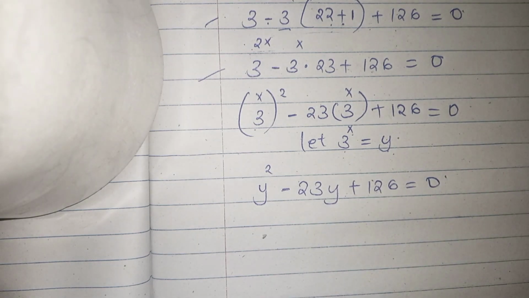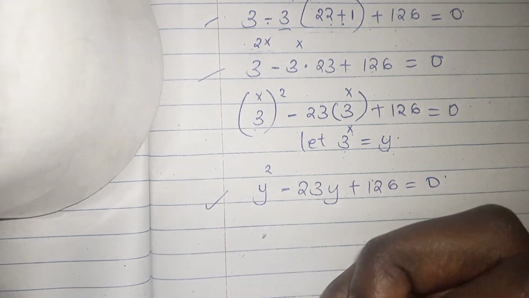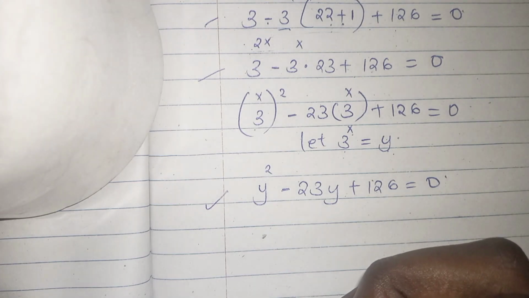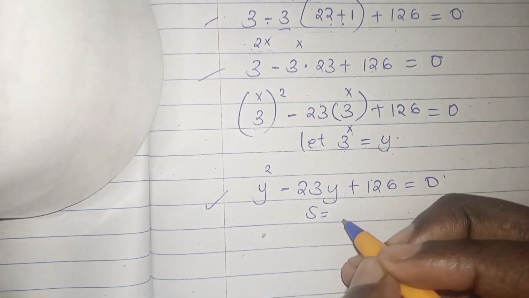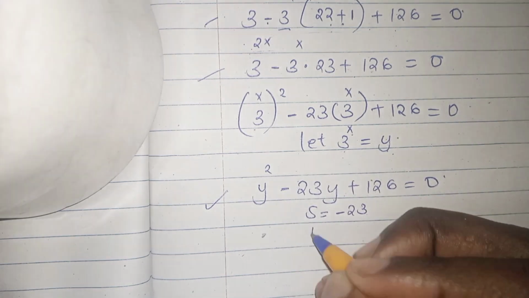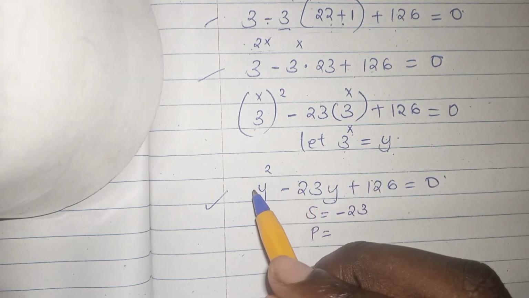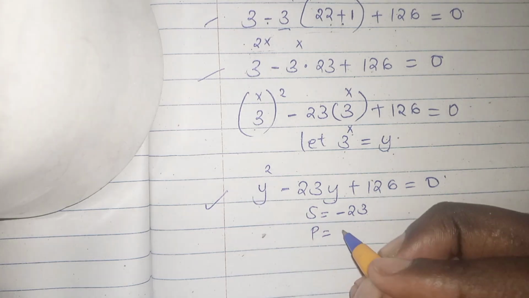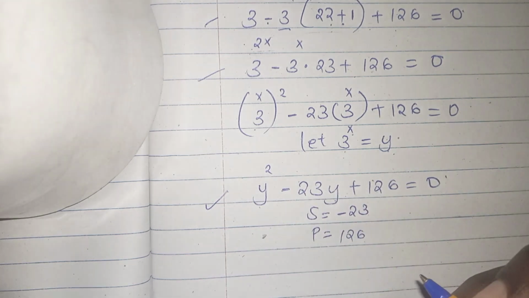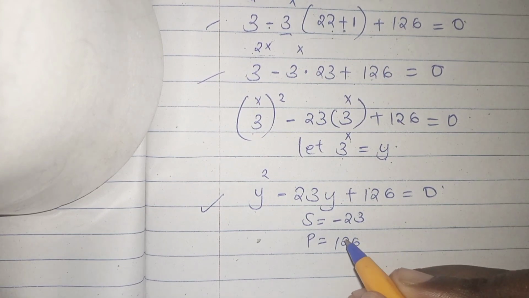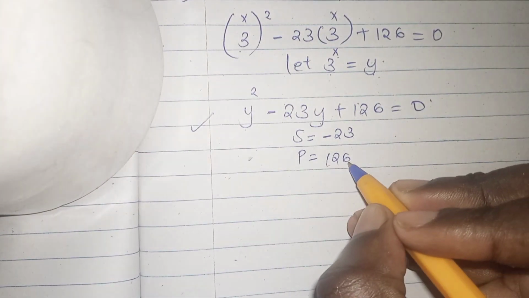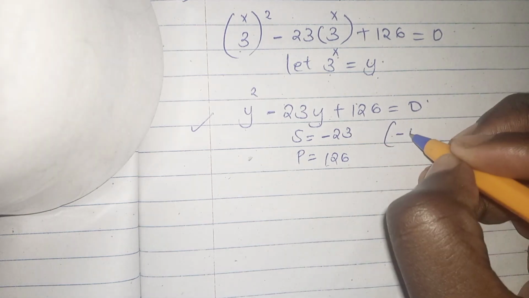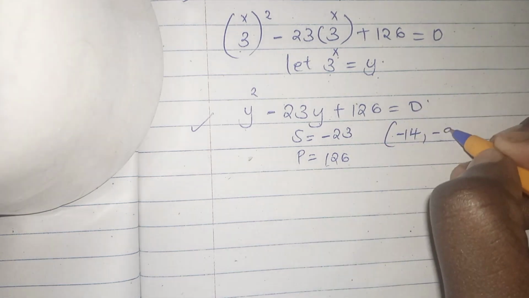Okay, so we formed a nice quadratic equation, and we can solve it using factorization method, whereby our sum is the coefficient of y, which is negative 23. Our product is the coefficient of y squared, which is 1 times 126. So we shall now look for two numbers. Their sum should give us negative 23, and their product should give us 126. So these two numbers are negative 14 and negative 9.